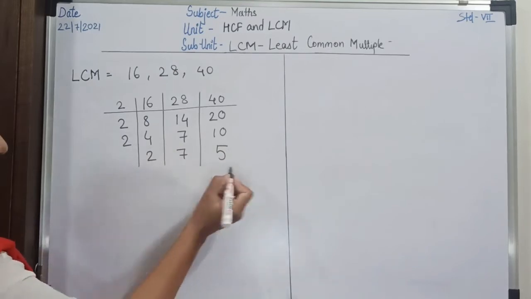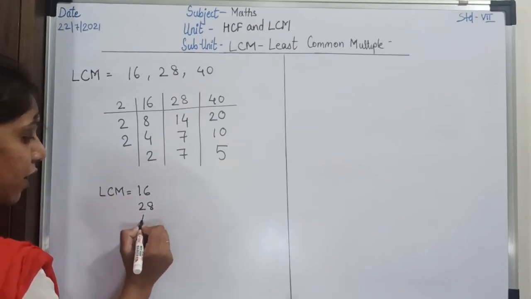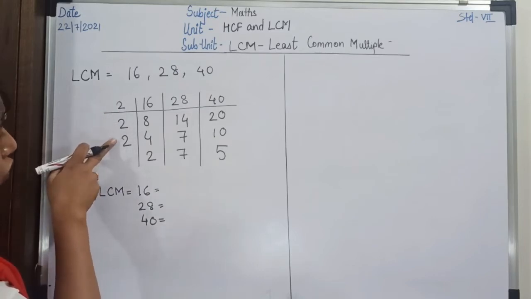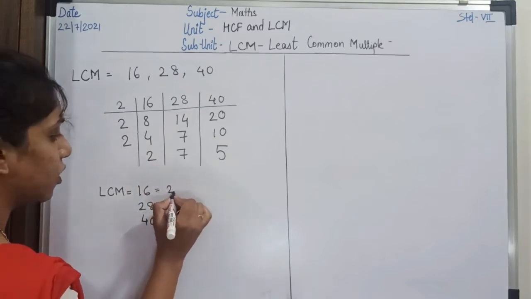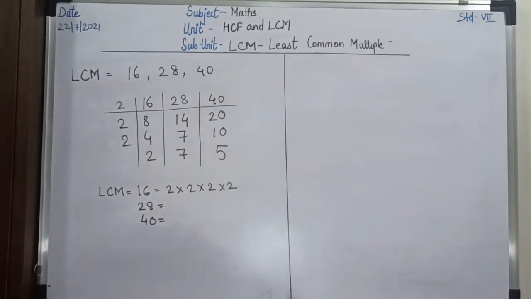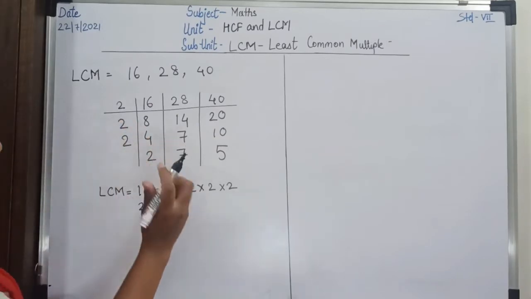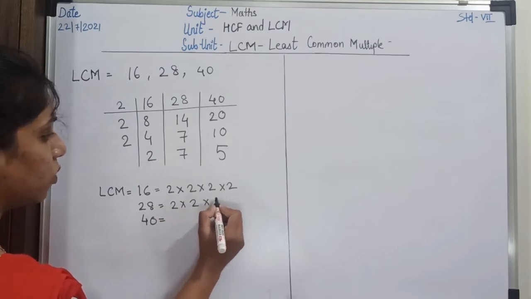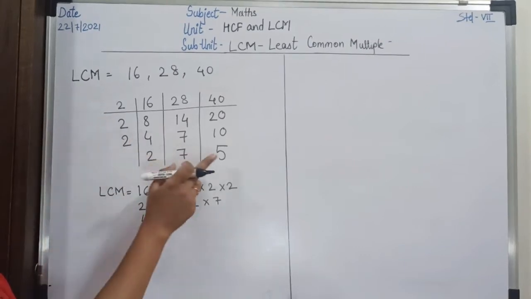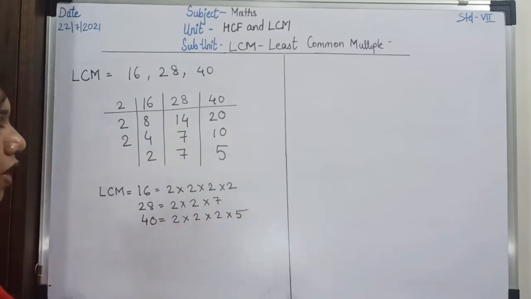Now we will go ahead and solve this. So LCM of 16, 28 and 40. So 16 is 2 into 2 into 2 into 2, 4 times 2. Correct? Now 28 is 2 into 2 into 7. And now 40 is 2 into 2 into 2 and 5.